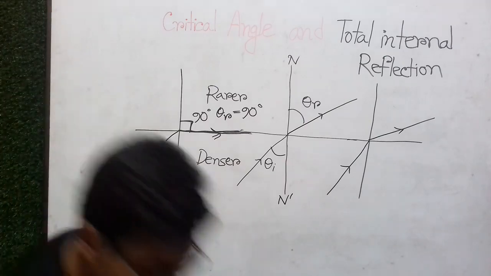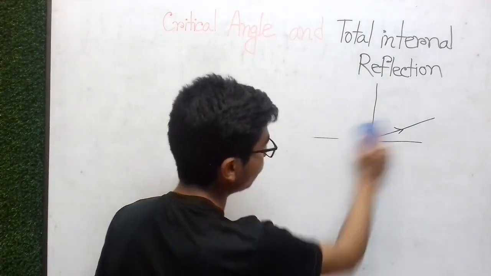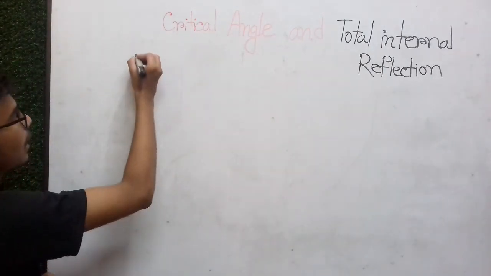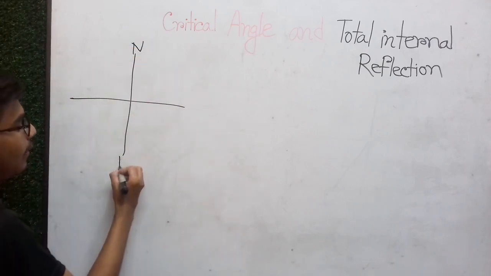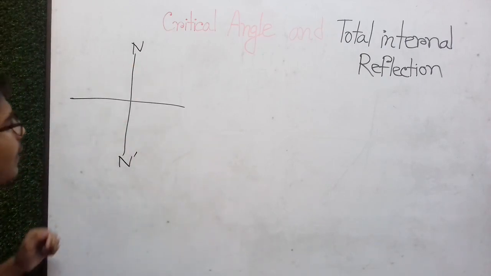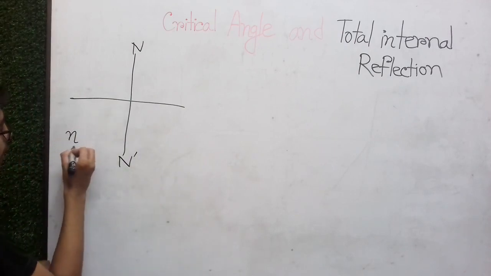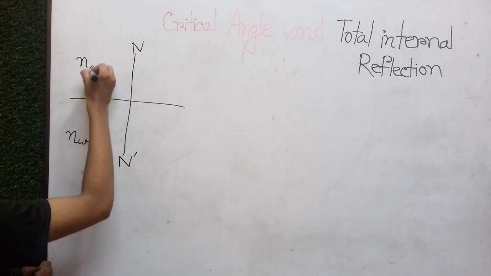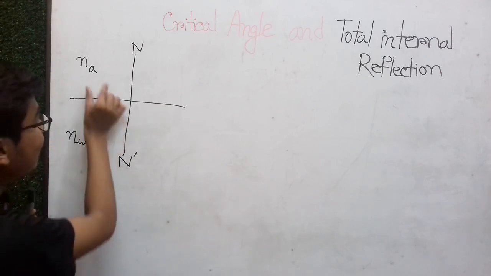I'm erasing the whole thing, and I'll draw another figure to explain more clearly. Suppose this is the normal, which I'm mentioning by n dot. Here this is the denser medium, denoted by the refractive index of water, and here the refractive index of air. So this is water and this is air, that means this is the denser medium and this is the rarer medium.